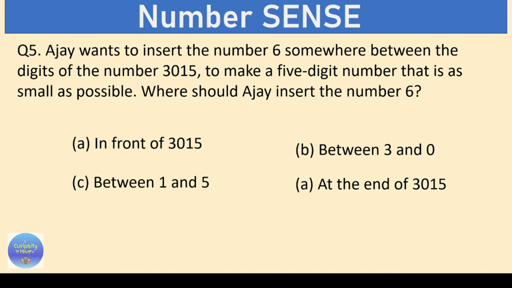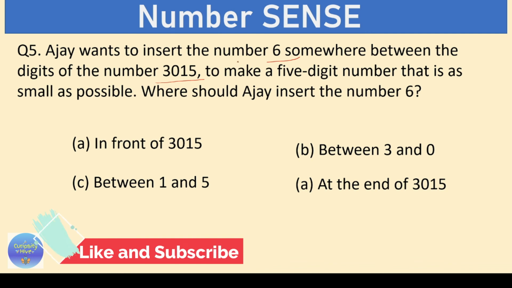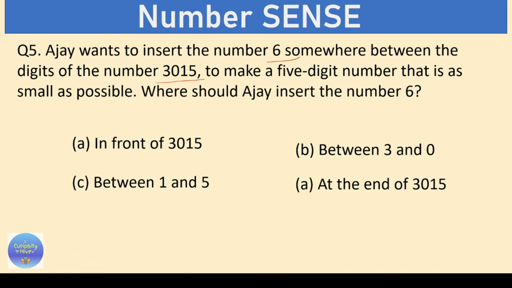Next question. This says Ajay wants to insert the number 6 somewhere between the digits of the number 3015 to make a 5-digit number that is as small as possible. So 3015 is a given number and in this number he needs to insert the number 6 to make it the smallest possible. Now, where should Ajay insert the number 6? Let's go through each option and then try to see what we find.